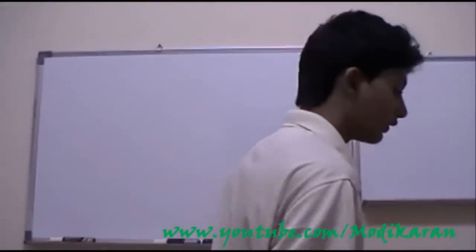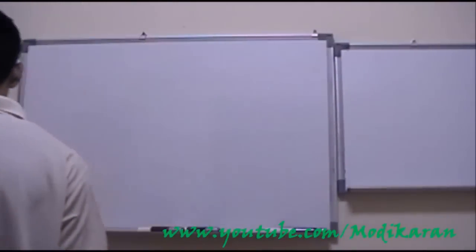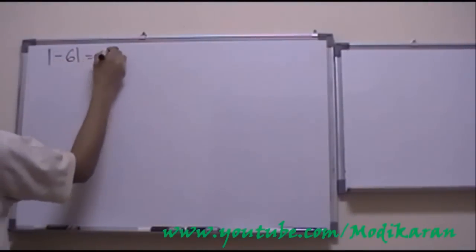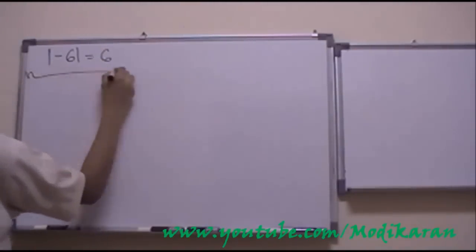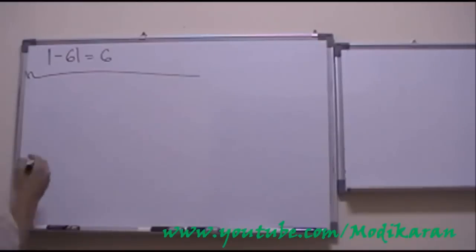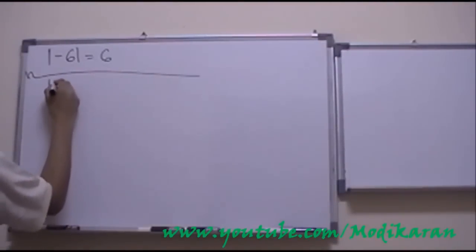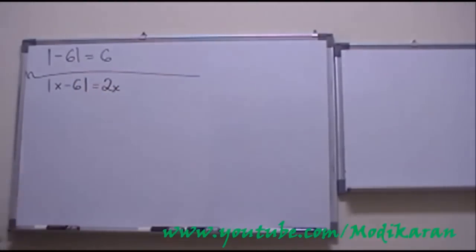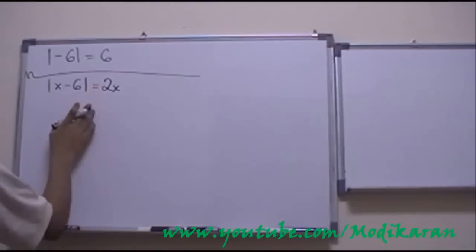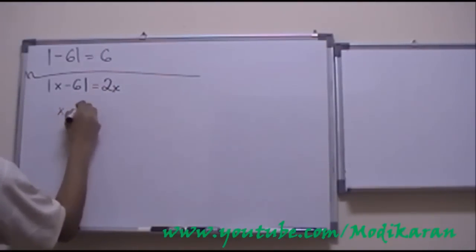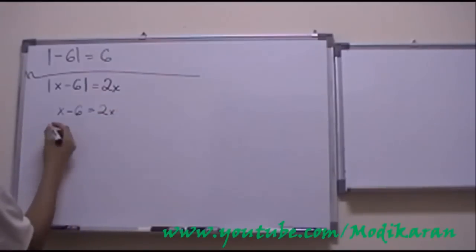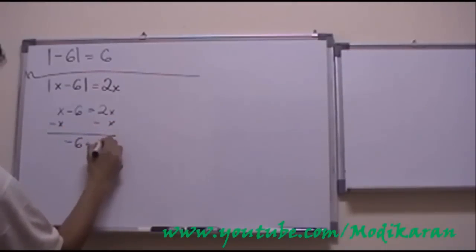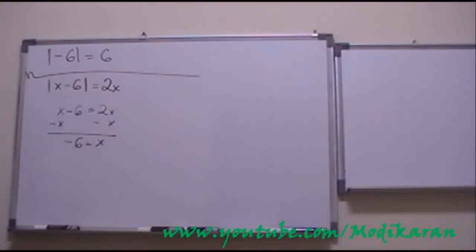Now, just to get started, we should know that the absolute value of -6 would result in +6. So let's go ahead and solve some equations. Now, if you were to have the absolute value of x minus 6 equal to 2x, what you would do is take this brackets out. x minus 6 is equal to 2x, minus x on both sides. Negative 6 is equal to x. So basically you got the answer.